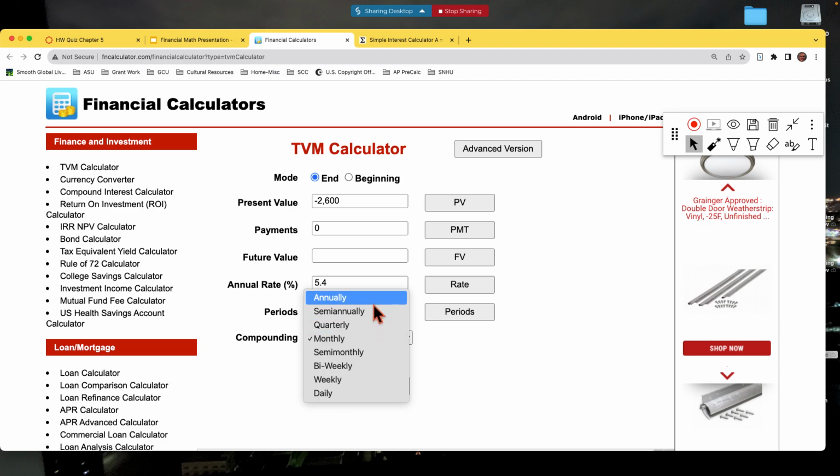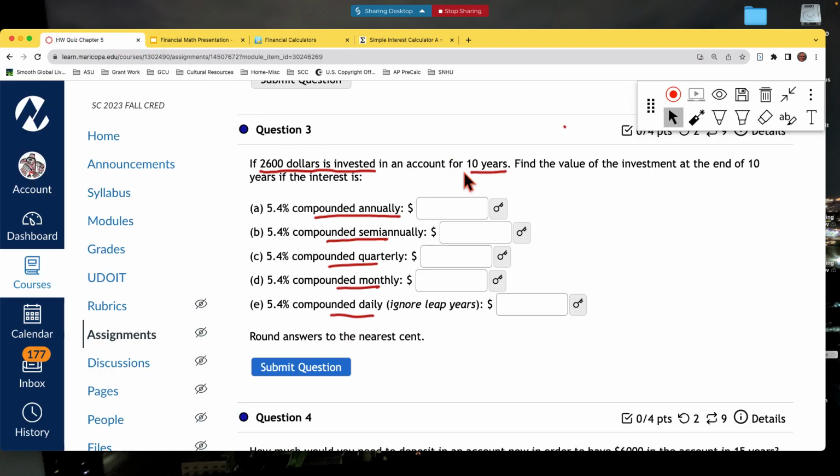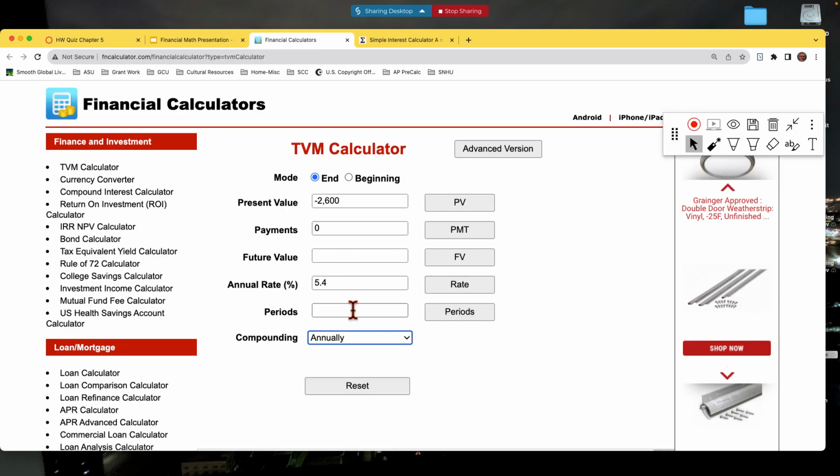So the first one, they want to compound annually. The number of periods is how often they compound times the number of years. So notice this is going to be for 10 years. So 10 times 1, we will put in 10. But watch how this is going to change as the compounding changes.